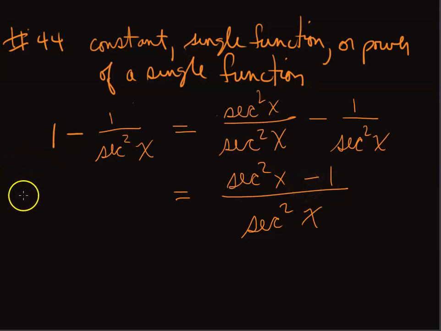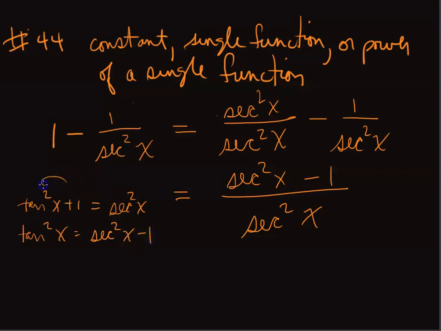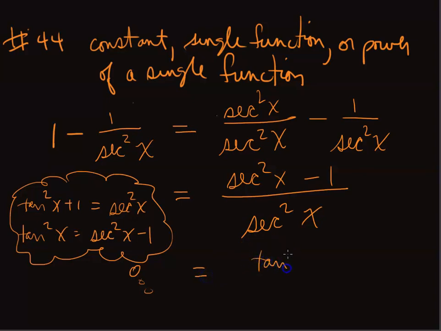But secant squared x minus 1. Boy, I remember something. One of our trig identities, Pythagorean, tangent squared x plus 1, or 1 plus tangent squared x, doesn't matter which, is equal to secant squared x. And that means that tangent squared x is equal to secant squared x minus 1. Maybe that's what you were thinking about in your thought bubble. So this numerator becomes tangent squared x over secant squared x.